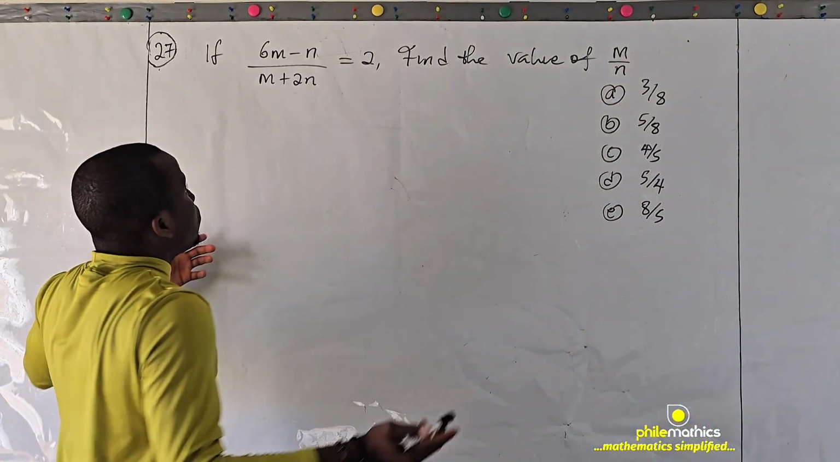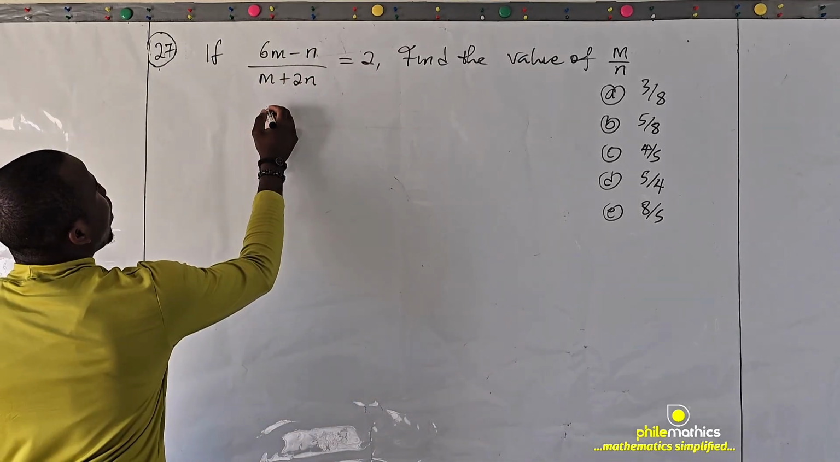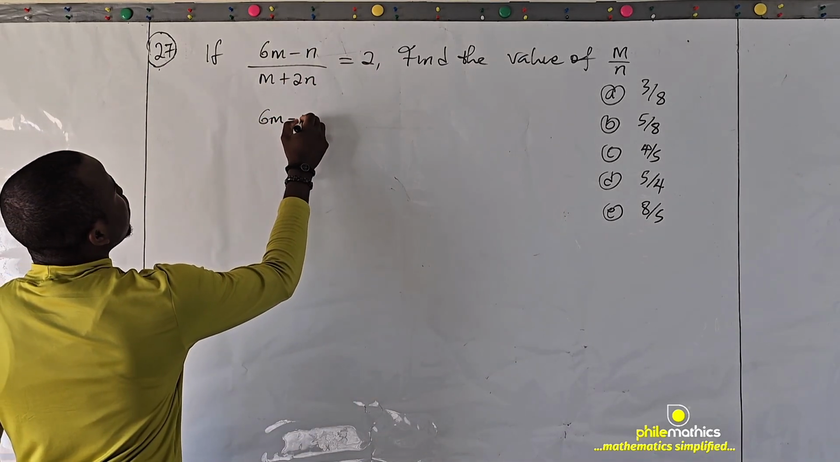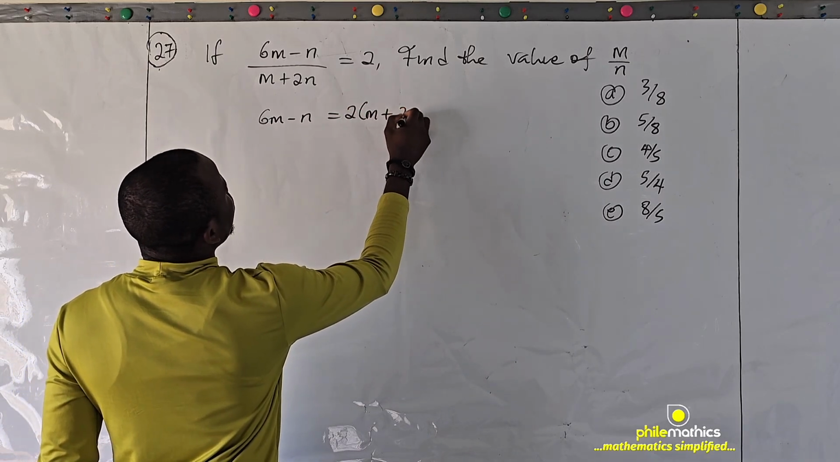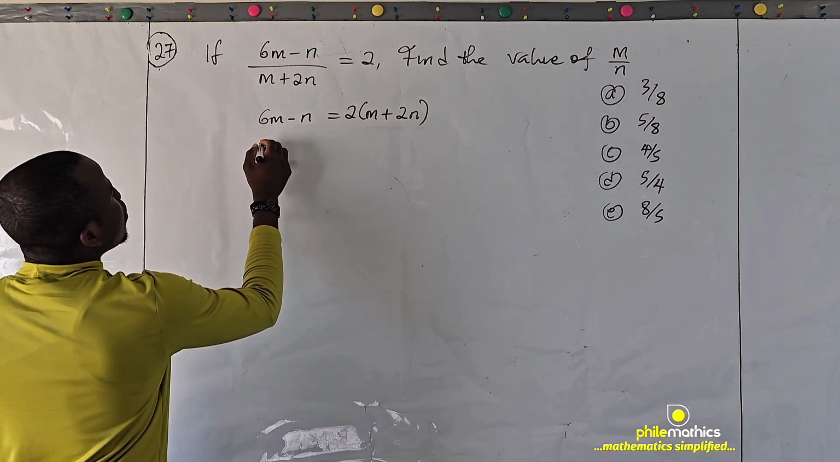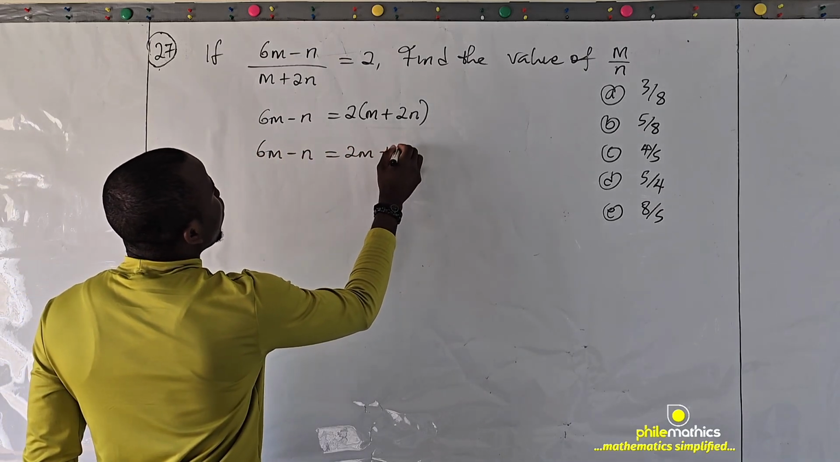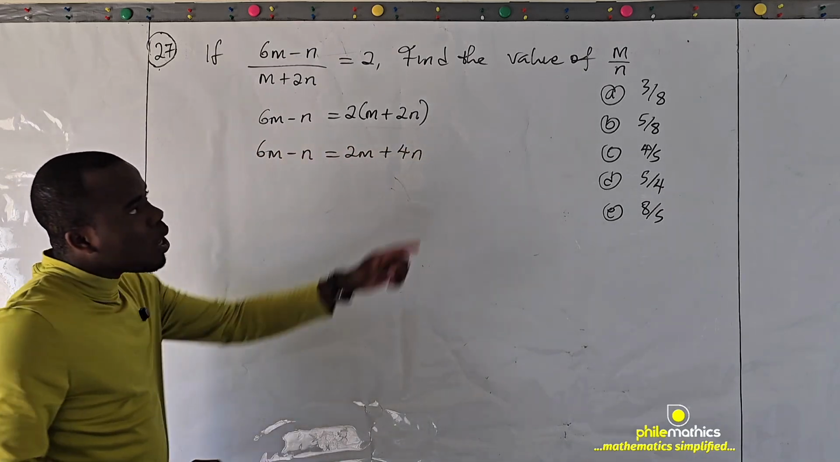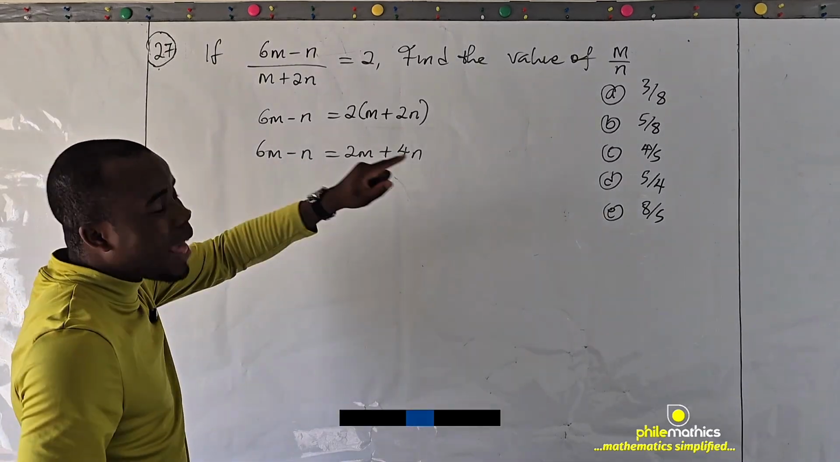So there are different ways you can approach this. You can decide to cross multiply. We'll have 6m minus n equals 2m plus 2n. So this is 6m minus n equals 2m plus 4n. So since we are looking for m over n, it is wise to divide through by n.